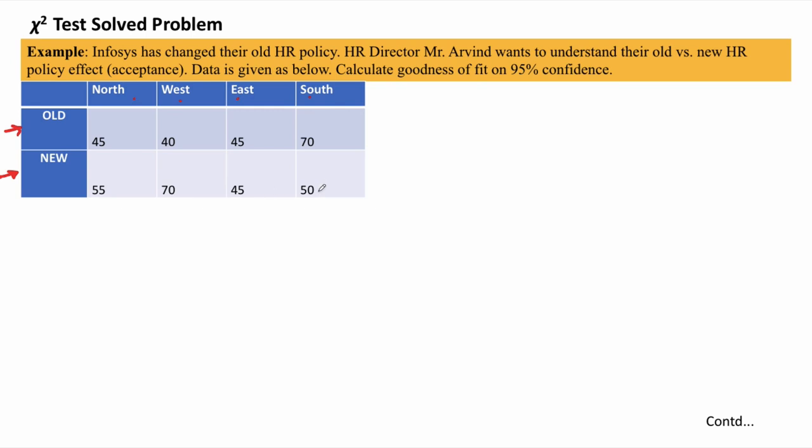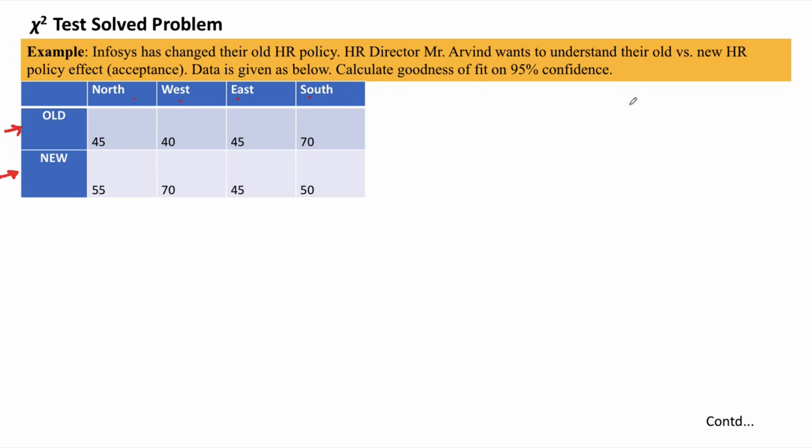Now, whether it is actually accepted or rejected by the employees is what Arvind, as an HR director, wants to know. What we need to do: these are the observed values, very simple: 45, 40, 45, 70, 55, 70, 45 and 50. We have a total of 8 observed values, and against that we need to calculate 8 different expected values, one in each and every cell.